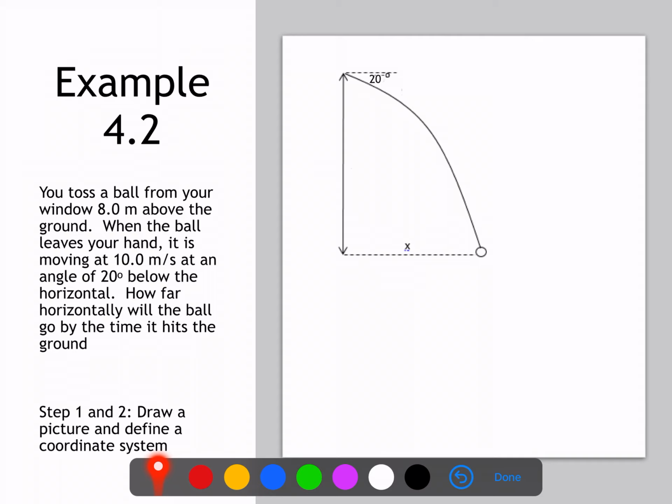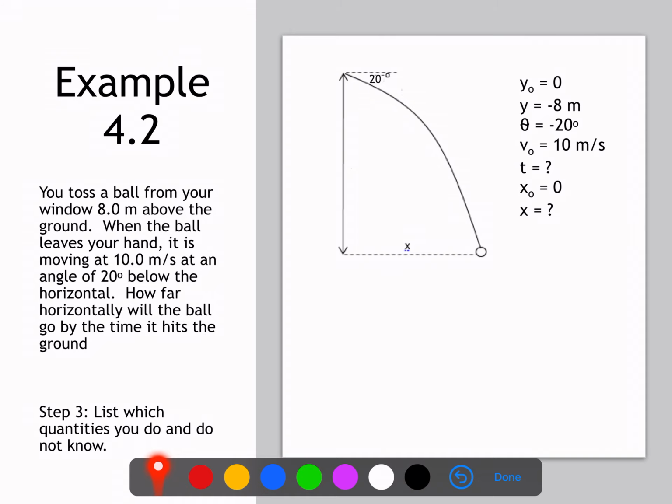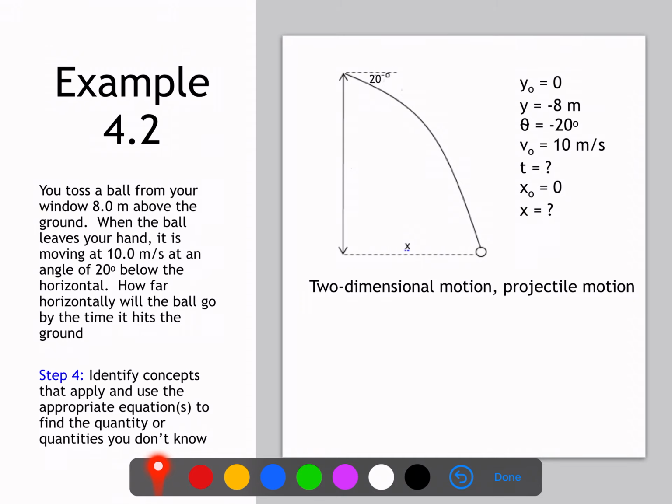For this ball being tossed out of the window 8 meters high at 10 meters per second and 20 degrees below the horizon, I can summarize all of the known information as you see here, and I can identify that this is a two-dimensional projectile motion problem, and I want to know how far the thing is going, so I'm looking for this x value right here.